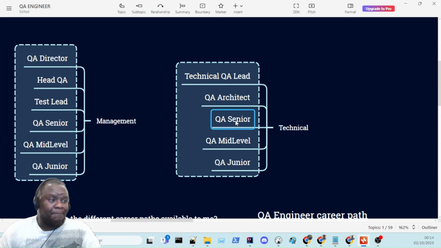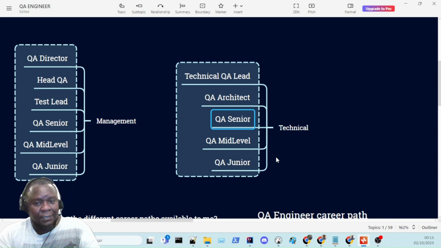When you follow this technical way as a QA engineer, most of the time you have to have the same knowledge as a developer, right? So you start here as, for example, a dev junior, a dev mid-level, and a dev QA. But the focus is different, right? The knowledge is the same.